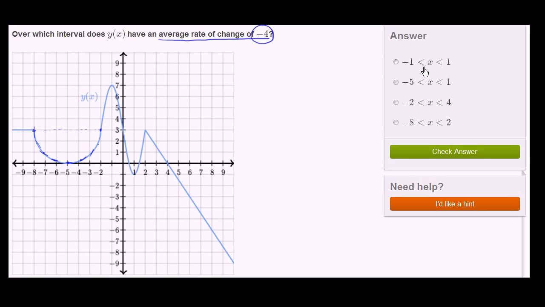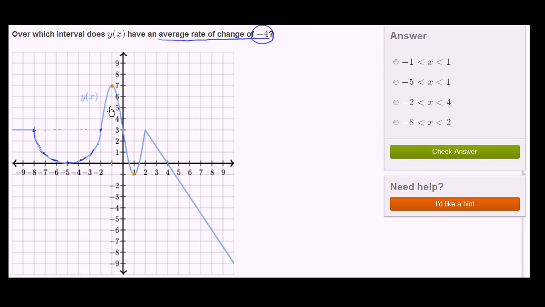This first interval is x is between -1 and 1. So this is x is -1. When x is equal to -1, y of x is all the way over here. Y of -1 is equal to 7. And then when x is equal to 1, our graph is down over here. Y of 1 is -1.